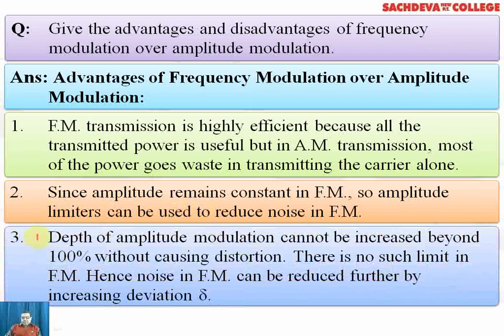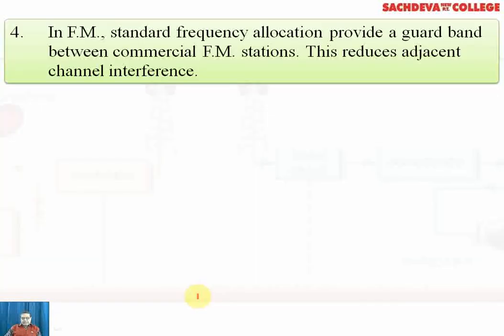Then comes number 3, that is, the depth of amplitude modulation cannot be increased. We are not in a position to increase the amplitude modulation beyond 100%. However, 100% amplitude modulation is very effective, but we require more than that without causing distortion. There is no such limit in FM. Hence, noise in FM can be reduced further by increasing the deviation in frequency. So that's why we find that frequency modulation is better as compared to amplitude modulation.